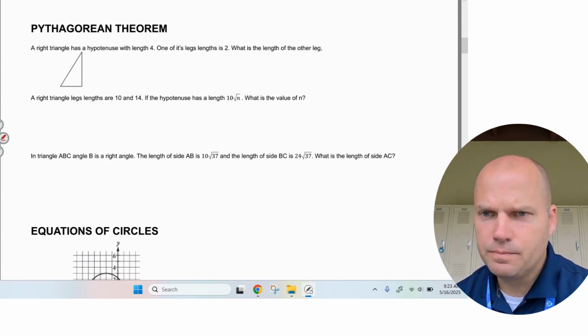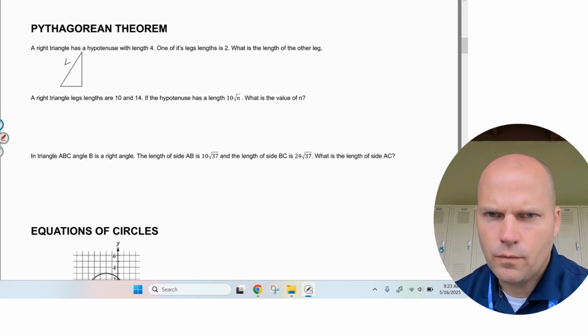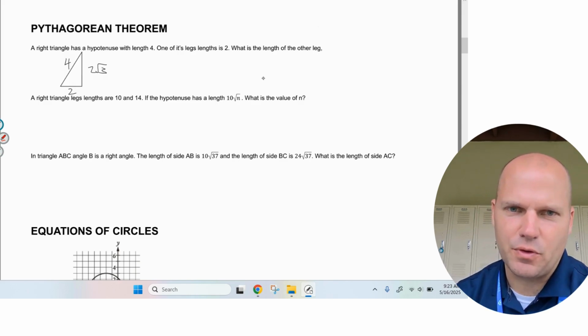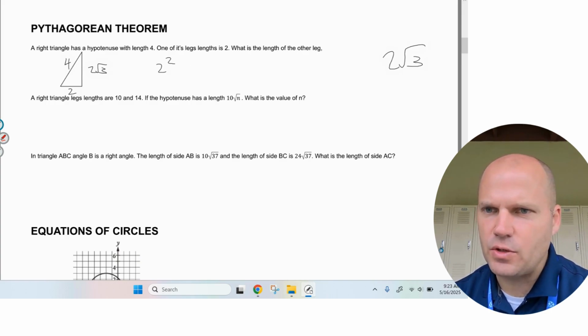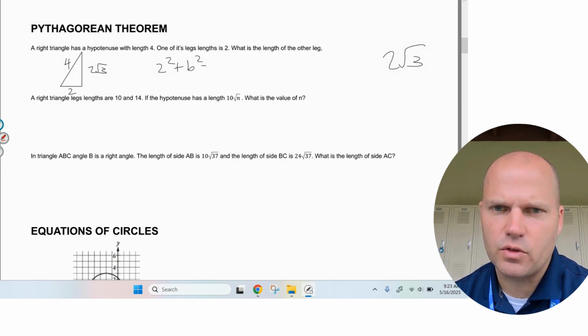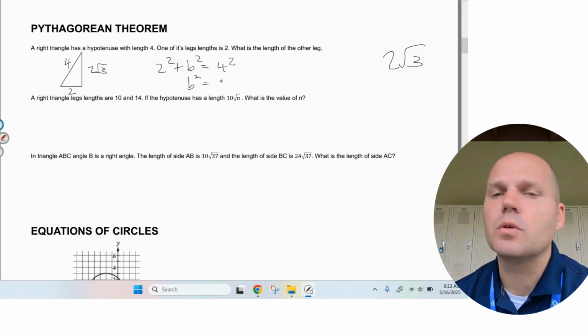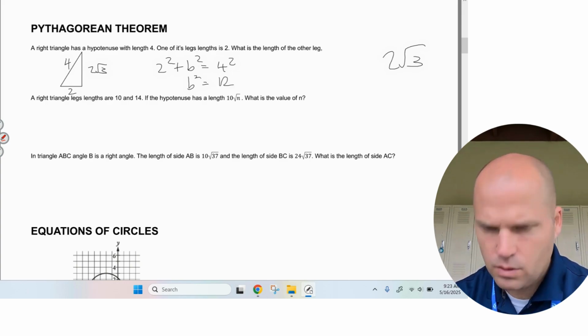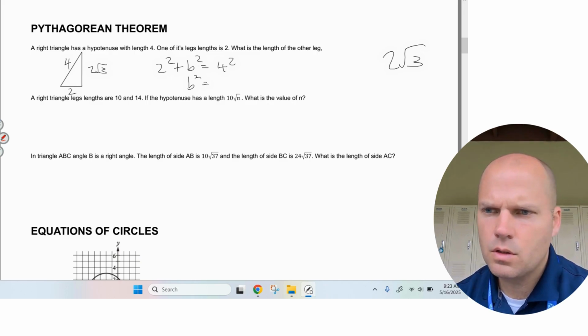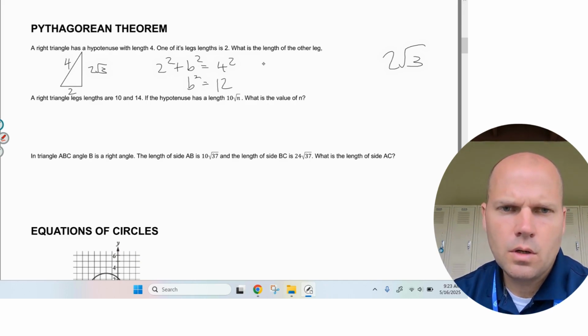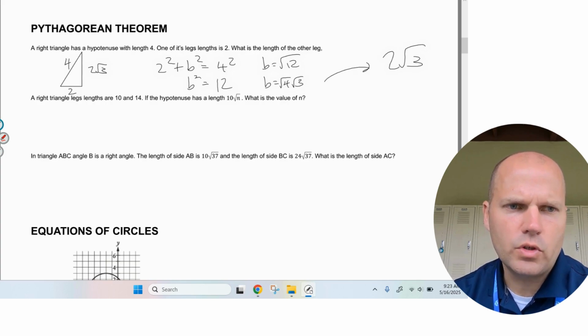Oh, Pythagorean theorem. 4, 2. I mean, I immediately know that's just 2 root 3. But if you want to use the Pythagorean theorem, you'd say 2 squared plus b squared equals 4 squared. B squared equals 16 minus 4, which is 12. B equals root 12, which is root 4 root 3, which is 2 root 3.